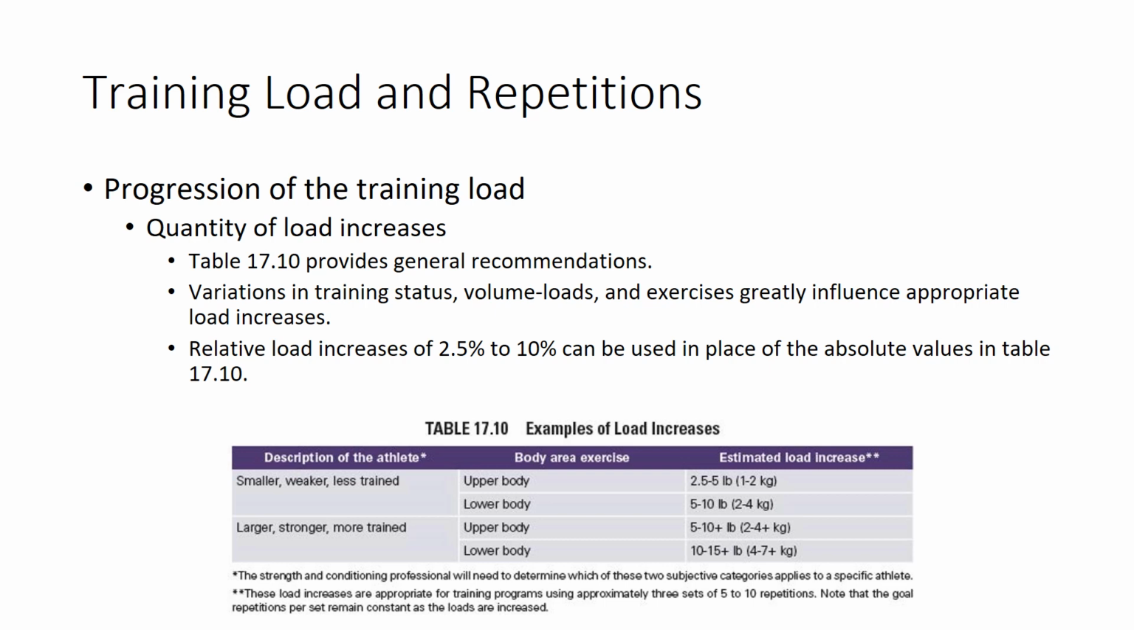Just looking at this table, we can see that for individuals who are a little bit less trained, or quote unquote weaker, their increase is going to be between 2.5 to 5 pounds for the upper body, and the lower body is going to be between 5 to 10 pounds. If you're looking at more trained individuals, that increase in load for the upper body is going to be between 5 to 10 pounds, and for the lower body 10 to 15 pounds. Again, this will all depend on the exercise involved.